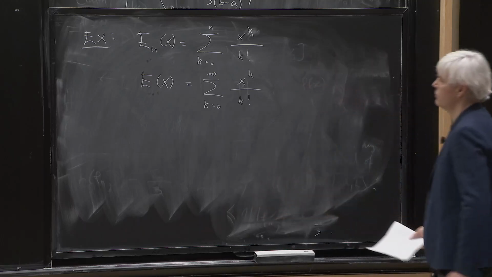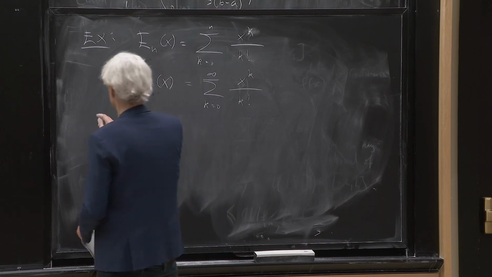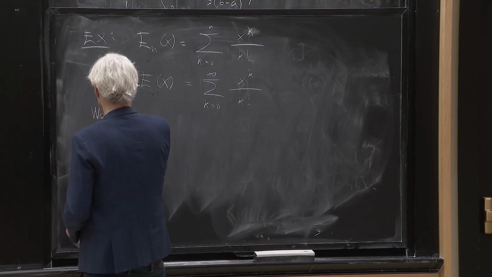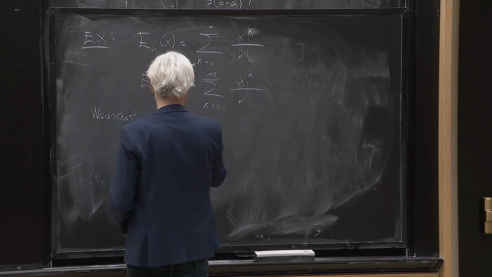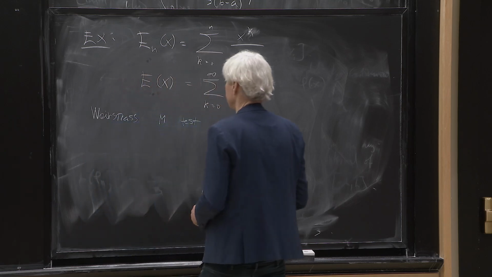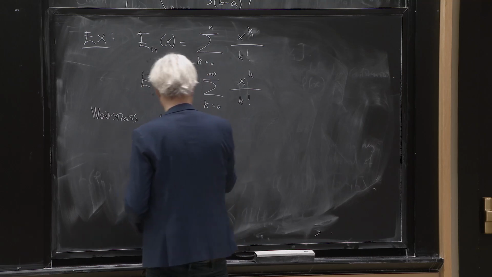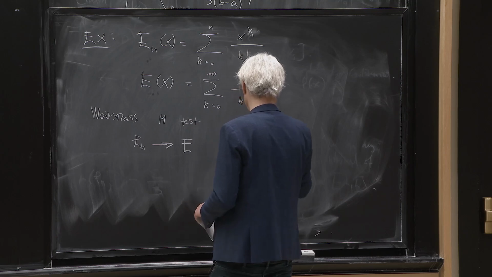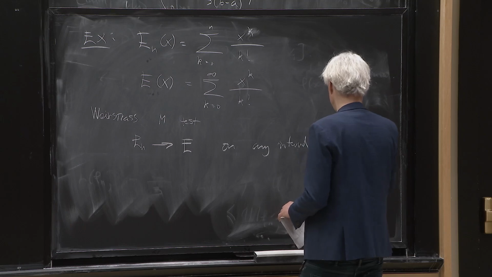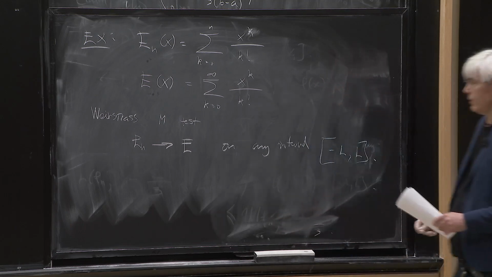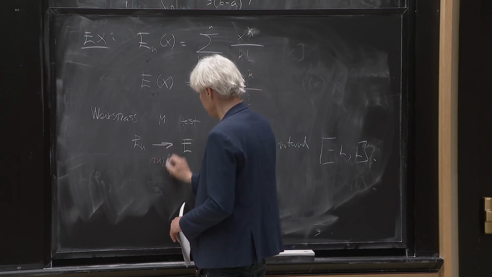Now, we already observed that by the Weierstrass M-test, En converges to E on any interval. You have to restrict the interval, but if you fix an interval like this, then it's converging uniformly, right? So this is what the Weierstrass M-test gave.